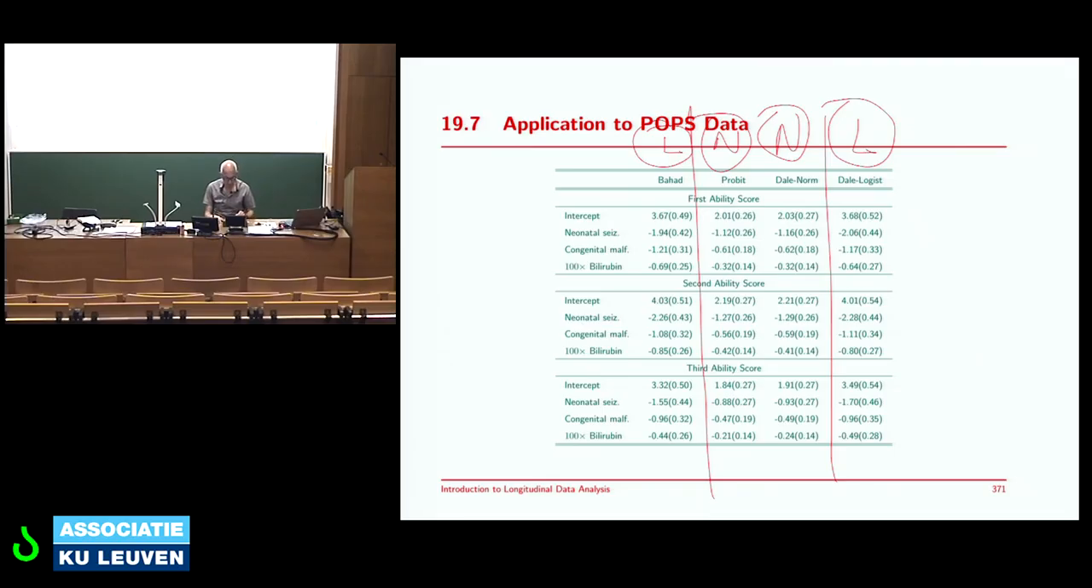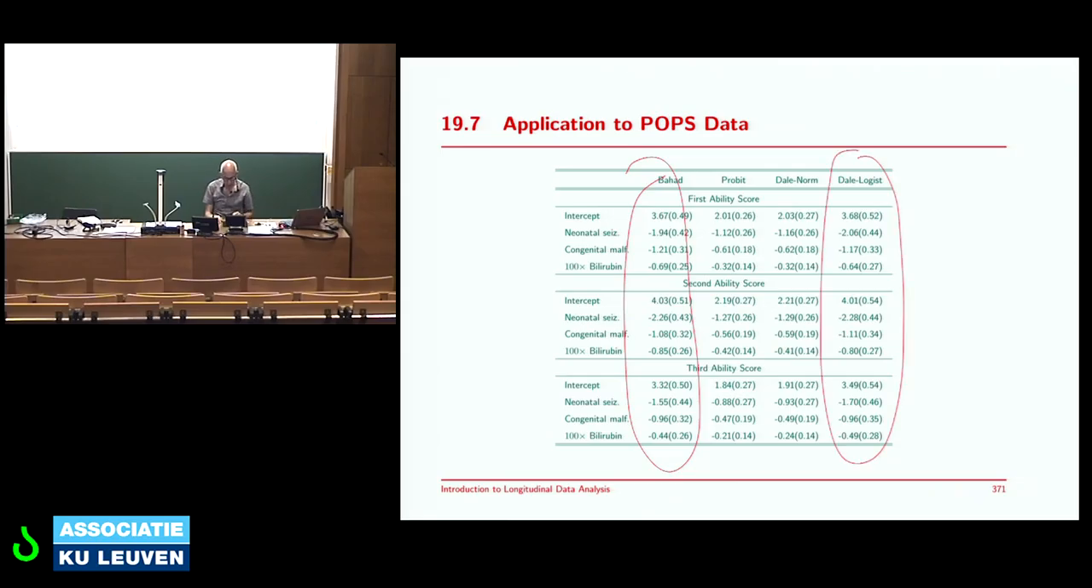Well, first and foremost, the coefficients are everywhere significant. Wherever I look, in each one of the three outcomes, the first ability score, the second, and the third. And they're actually very similar between Bahadur and Dale. They're also very similar between the probit and the Dale with normal, and that's of course to be expected. But they're also similar if I compare all of them, because we know that logistic regression and probit regression are connected through the scale factor pi squared divided by 3, of which I take the square root. So it really doesn't matter so much right now.